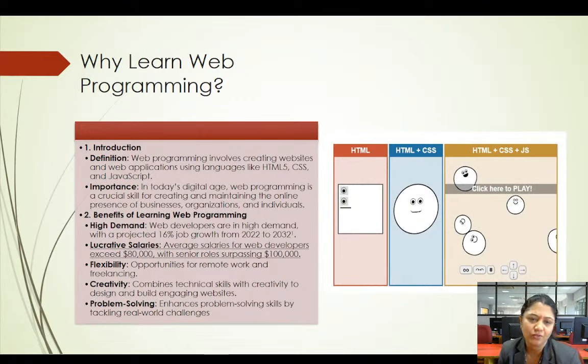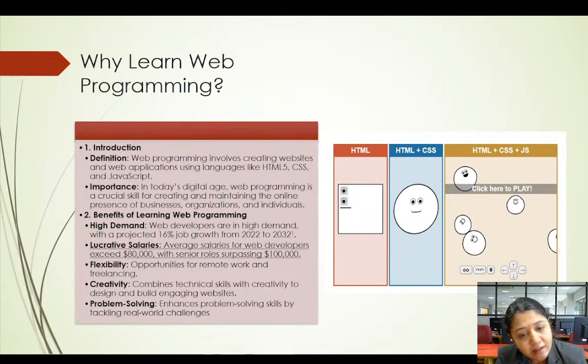Now, why do we need to learn web programming? You might have heard a very popular term, students, full stack development, that is happening nowadays. Now, what do you mean by full stack development? A full stack developer is a person who knows front end as well as back end. Now, what do you mean by front end? These three elements, your HTML, CSS, and JavaScript, together they help in forming the front end.